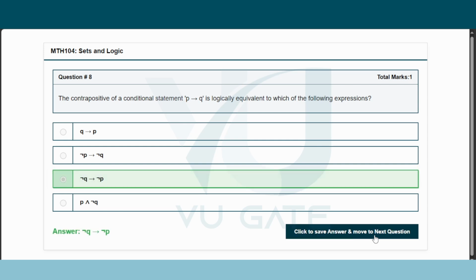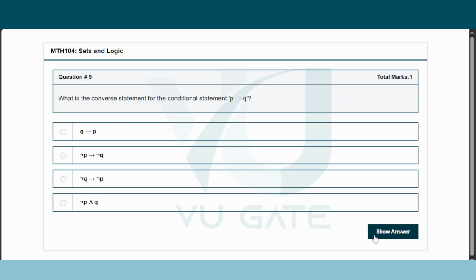Question number 9. What is the converse statement for the conditional statement, P implies Q? The correct answer is Q implies P. Question number 10. What is the inverse statement for the conditional statement, P implies Q? The correct answer is negation of P implies negation of Q.